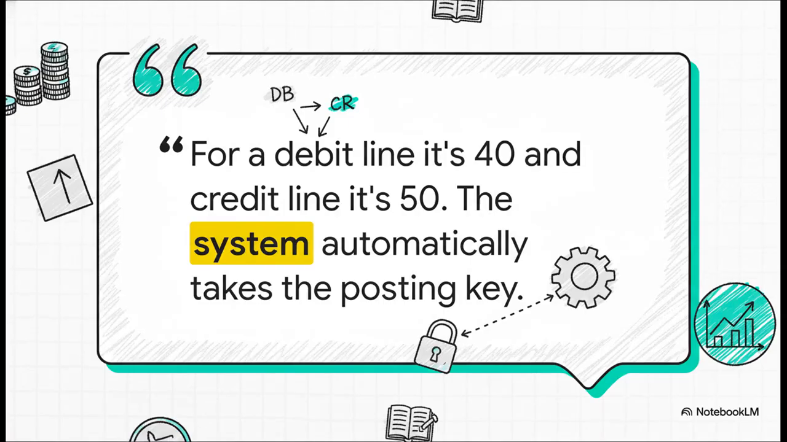Now, you might be wondering what's happening under the hood. Well, SAP is using something called posting keys, like 40 for a debit and 50 for a credit, to handle all the accounting logic. But the great thing about a screen like this is, you just click debit or credit, and the system takes care of all that complexity for you.